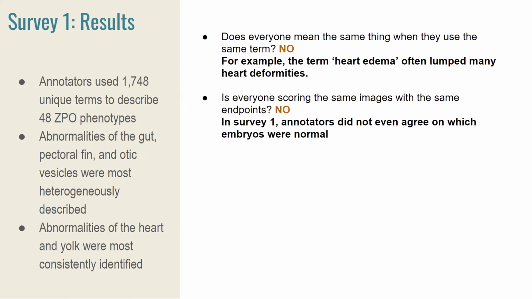Okay, so survey 1 results. Annotators used over 1,700 unique term strings to describe 48 zebrafish phenotypes. Abnormalities of the gut, pectoral fin, and otic vesicles were the most heterogeneously described, and abnormalities of the heart and yolk were the most consistently identified.